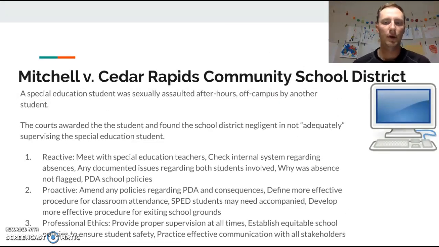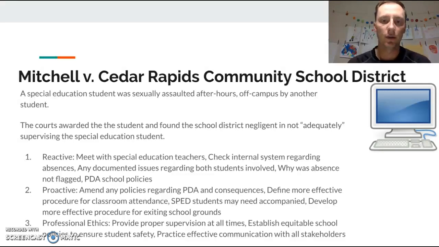Next is Mitchell versus Cedar Rapids Community School District, where a special education student was sexually assaulted after hours off campus by another student. The court actually awarded the student, I think, $500,000 and found the school district negligent in not being able to adequately supervise the special education student.